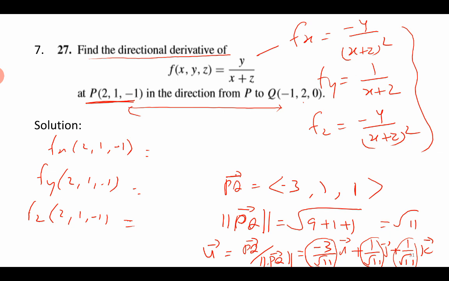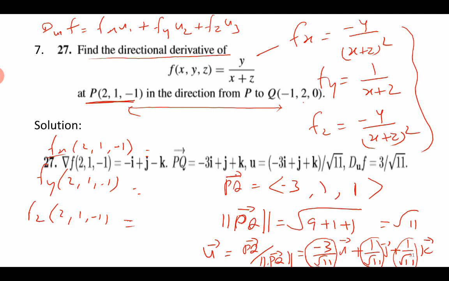You got three components fx, fy, fz. You can just use the formula Duf is fx u1 plus fy u2 plus fz u3 and get the answer. The answer is on the PowerPoint. Verify yourself, right? Okay, I'm going to the last category of problems from this chapter.